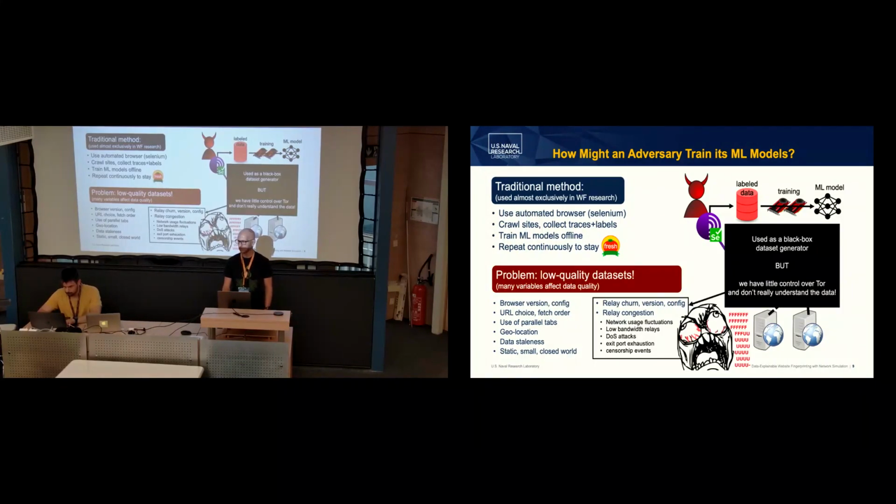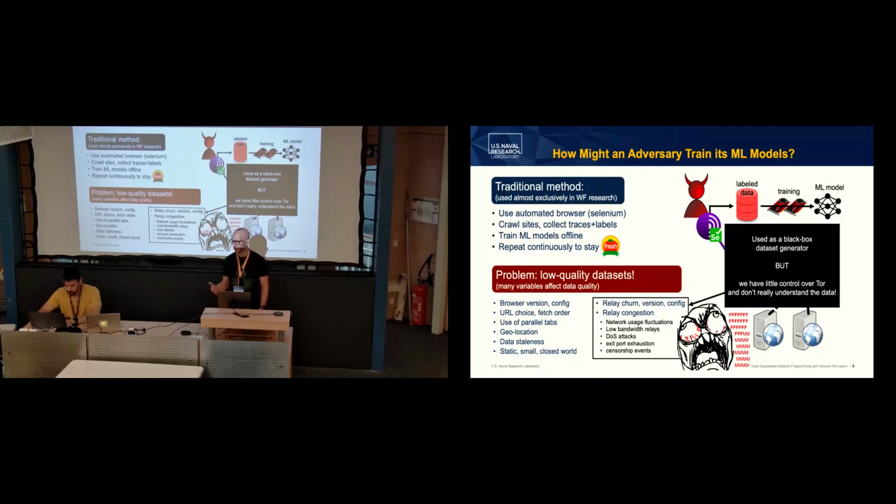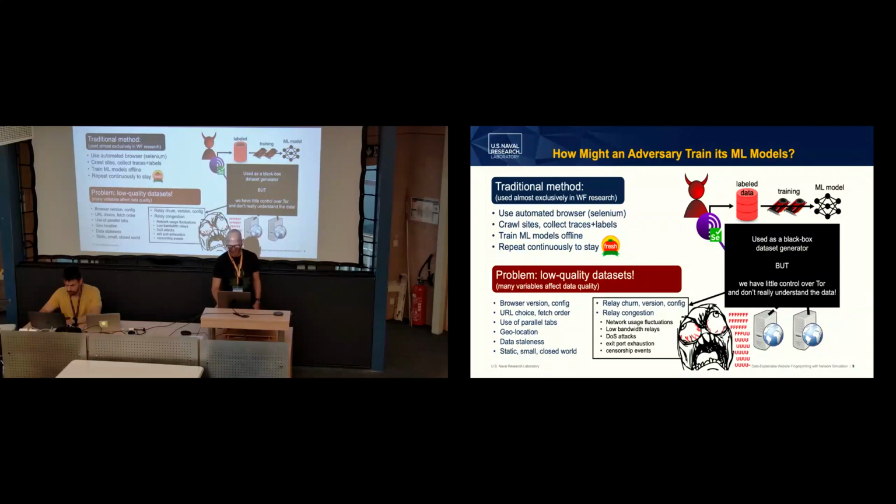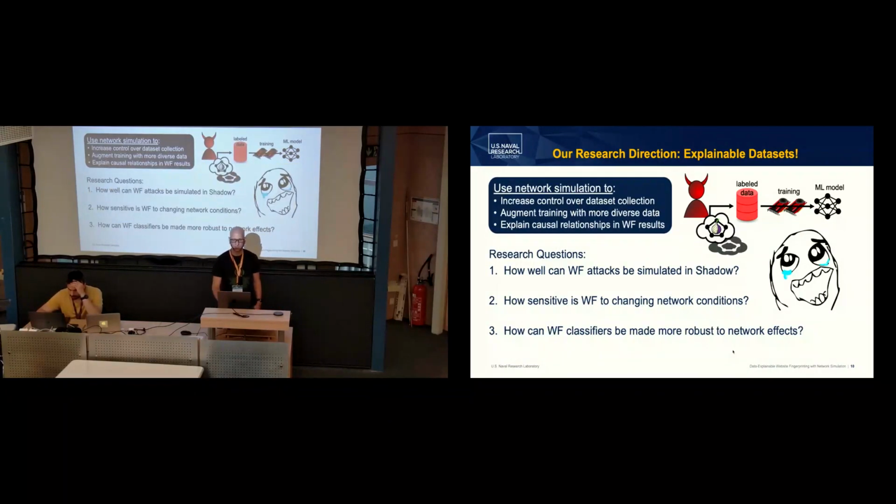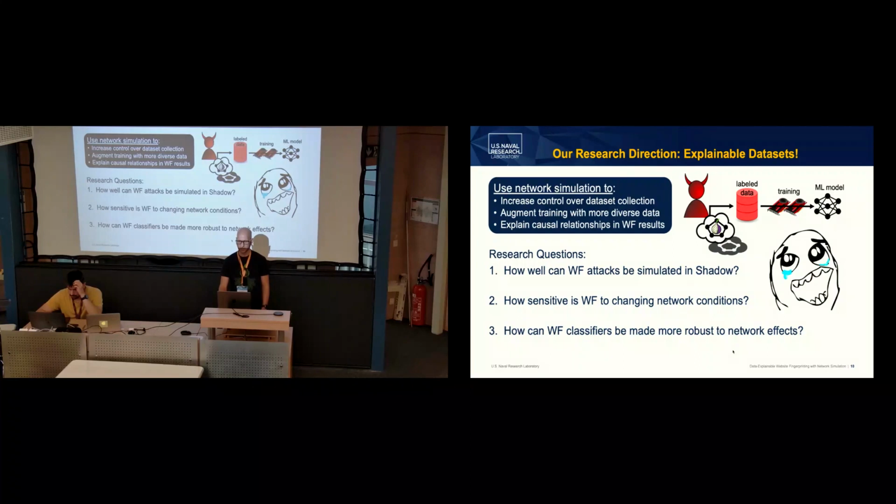So researchers are really using the Tor network as a black box data set generator, but we have very little control over the network. We don't really understand the data that's coming out of this, and so this causes frustration for myself personally, and that's what this paper is about. We're trying to understand how the changes in the network are affecting website fingerprinting attacks. So our research direction is to explore creation of more explainable data sets. We're going to use network simulation to increase control over data set production and collection process. We're going to use that data to augment the training process to produce more diverse data sets and to help us explain causal relationships in website fingerprinting results.